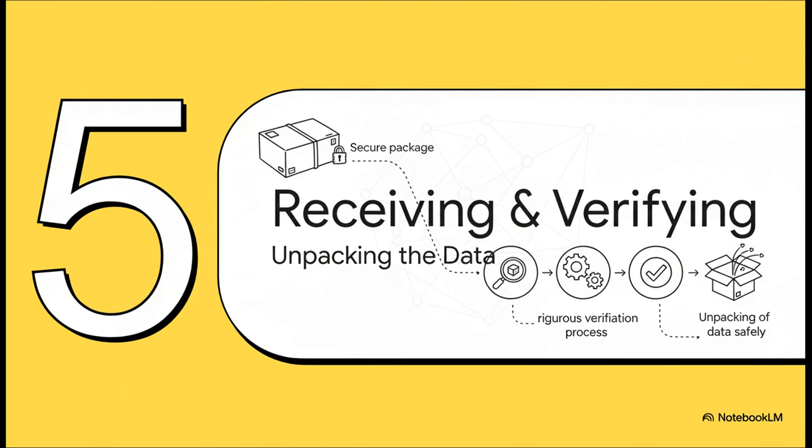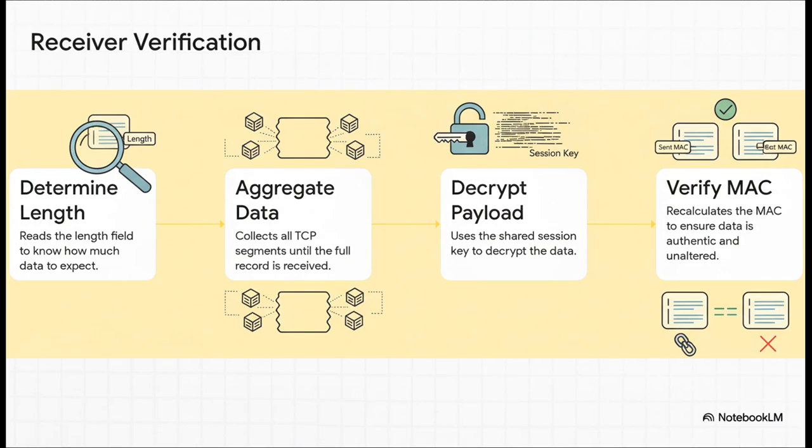Okay, so we've packed up our data and sent it off. But what about when it arrives? You can't just assume everything's okay, right? The receiving end has to be super careful and go through this whole verification process to make sure it's safe to open the package. So here's what the receiver does step by step. First, it looks at the length field to see how big the package is supposed to be. Second, it starts collecting all the little data packets until it has the whole record assembled. Third, it uses that secret key they agreed on way back in the handshake to decrypt the payload and turn it from gibberish back into real data.